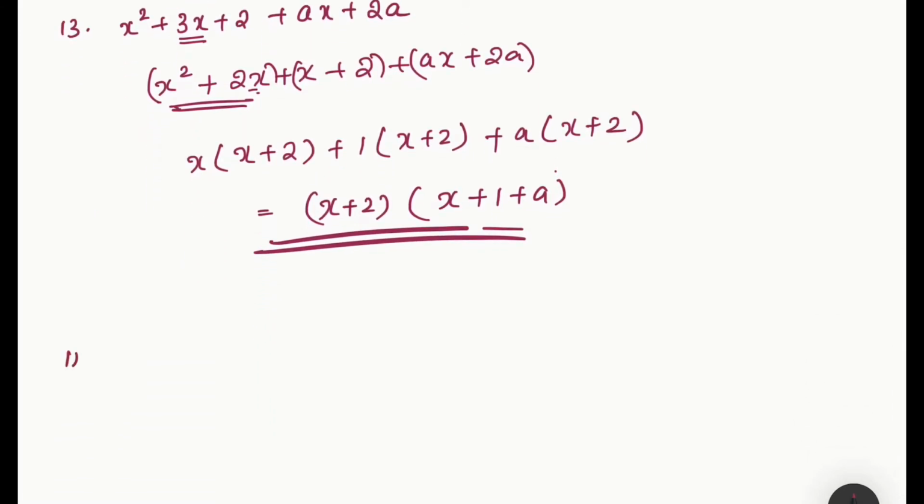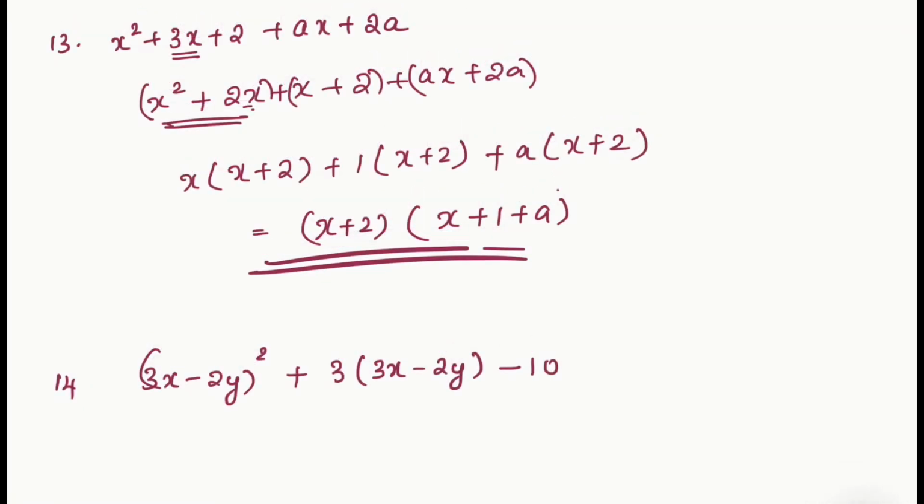Now coming to question number 14: 3x minus 2y the whole square plus 3 into 3x minus 2y minus 10. How can we solve this type of problems? Here let me consider 3x minus 2y equal to a. Let me take it like that. So what do I get? a square plus 3a minus 10. Now we got it in the form of a trinomial.